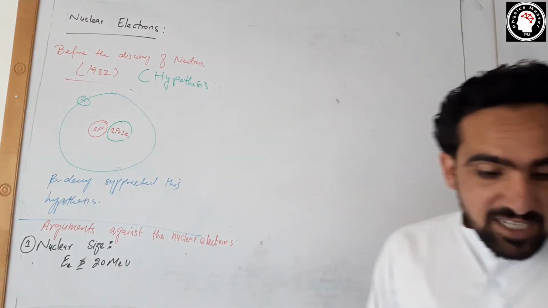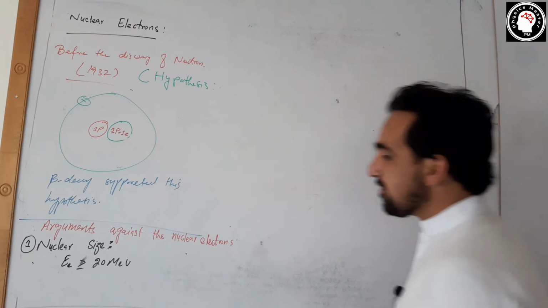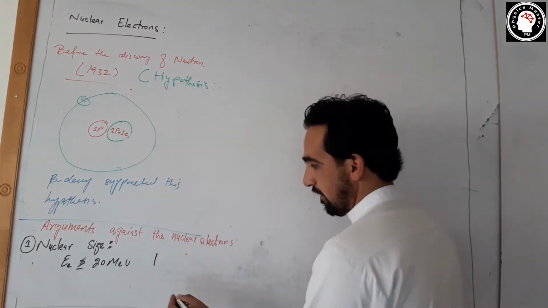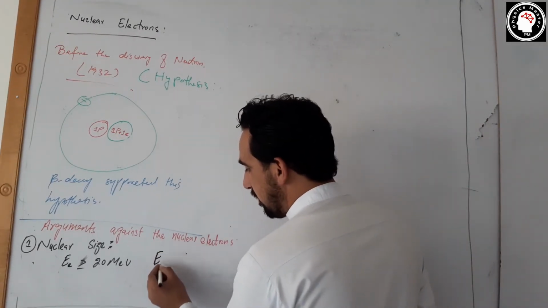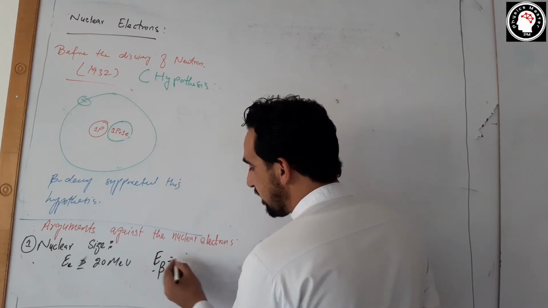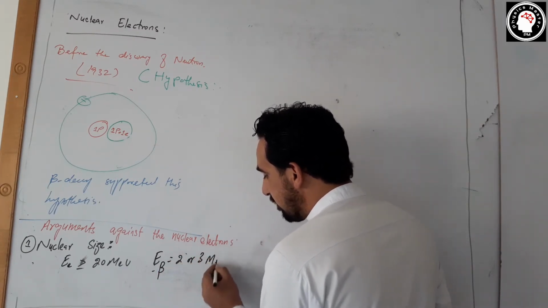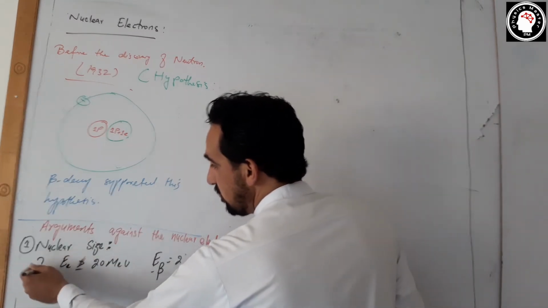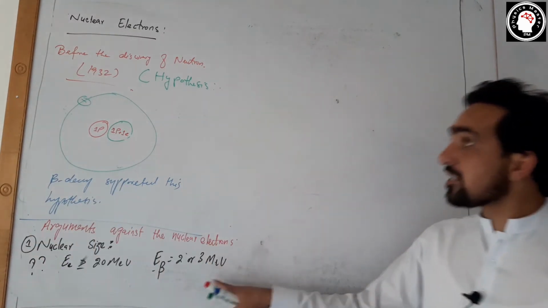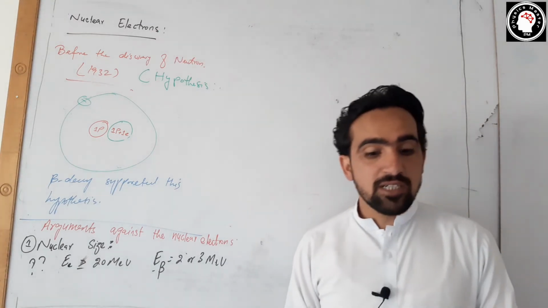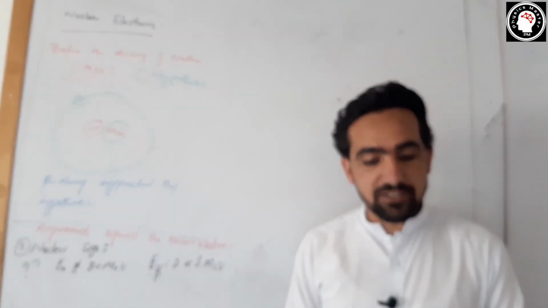But in case of beta emission, the energy of beta particle, beta negative particle, is 2 or 3 mega electron volts. So nuclear size does not support the idea of nuclear electrons.